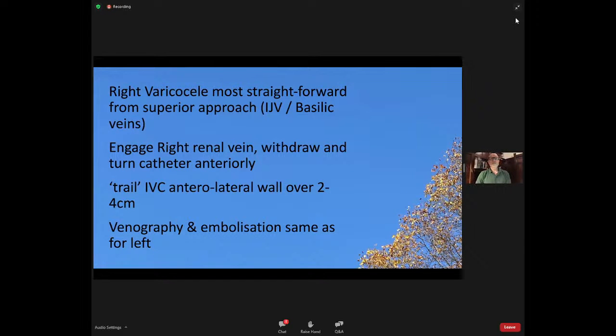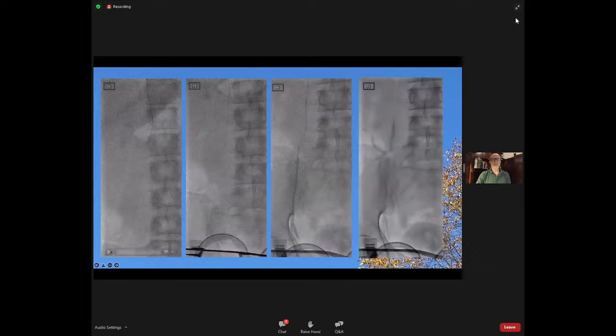Right varicocele, again, we engage the right renal vein, we come out of that, we turn the catheter anteriorly, we trail the catheter along the anterior lateral wall of the IVC, and that's shown here with the catheter going into the IVC and then just slowly popping into that renal vein, and then we can see that there's the spermatic vein there. And again, what we'll do is we'll show reflux.